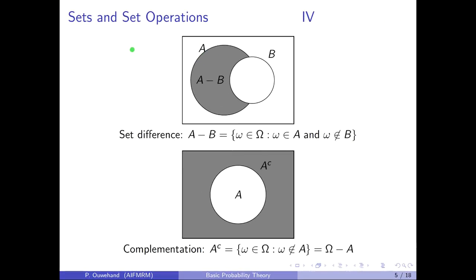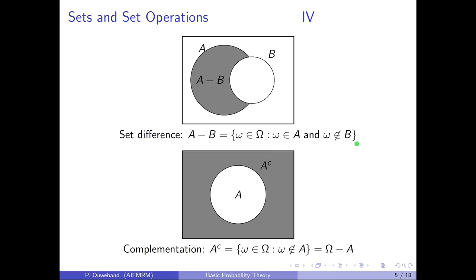We also define the operation of set difference, A minus B. A minus B is the set of all elements which belong to A, but not to B, i.e. the shaded part here. Symbolically, A minus B is the set of all little omega belonging to capital Omega, where little omega belongs to A, but not to B.